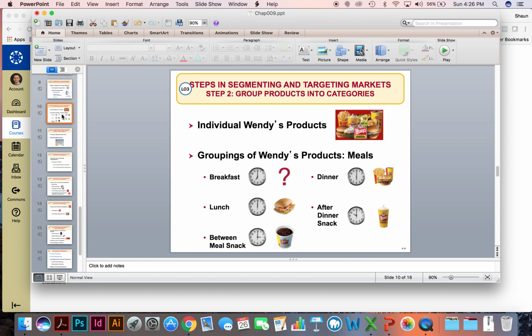So let's take a look at step 2, grouping products into categories. For this example, we'll use Wendy's. You should group your products into different categories while you're segmenting your consumers because each product will have different segments. For instance, mealtime at Wendy's. During lunch, there's different products. In between meal snacks, there's different products. Dinner, after dinner snacks such as Frosties, but you'll need to separate your products into different segments or different product categories.